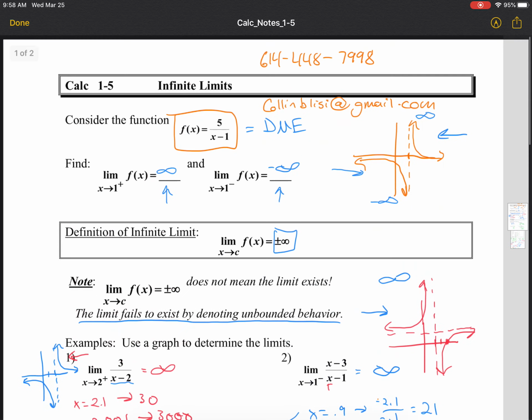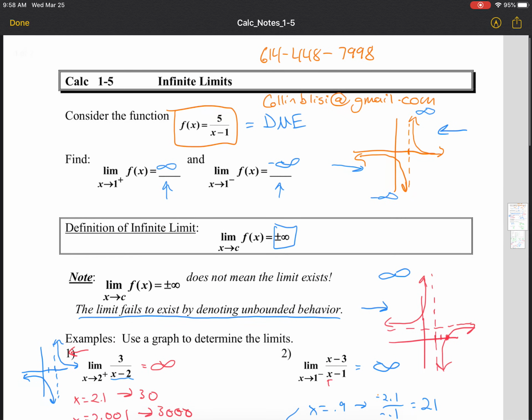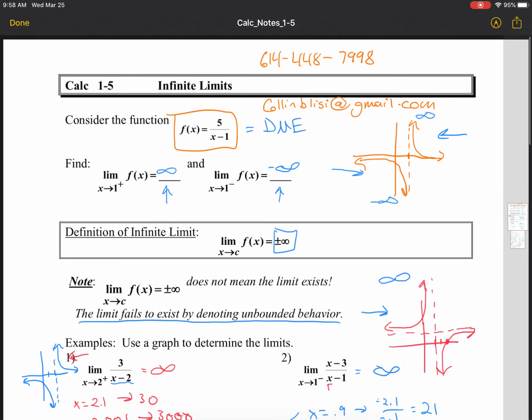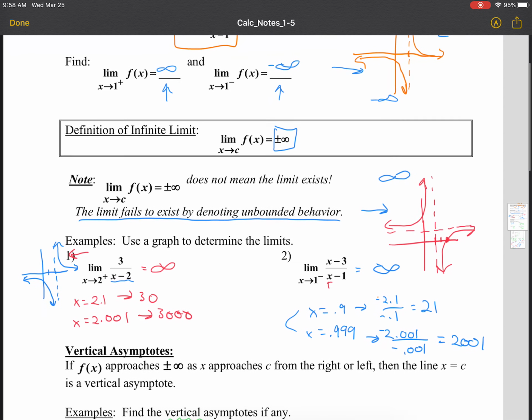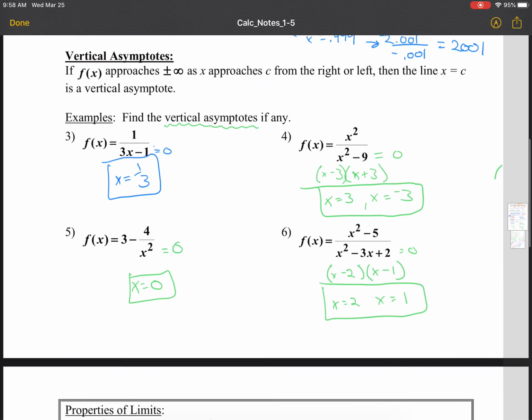One last thing. Actually, I'm going to go through and we can label. Oh, no, that's next week's.